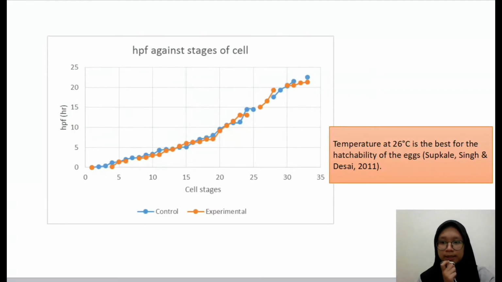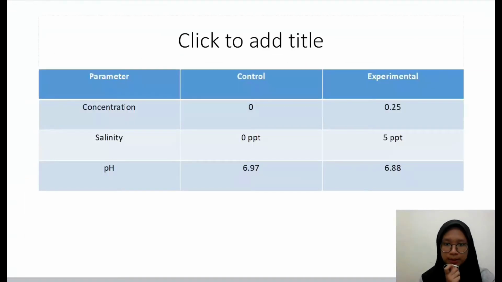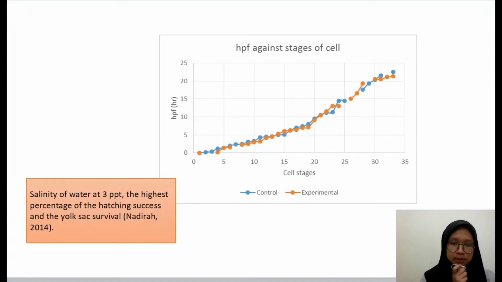Next, based on a study conducted by Nadira et al., the study demonstrated that water salinity at pre-PPT recorded the highest percentage of hatching success and yolk sac larva survival. The study suggests that a slightly saline environment may increase hatching success and yolk sac larva survival. Thus, the salinity condition for both control and experimental is ideal for the development of the fish eggs.